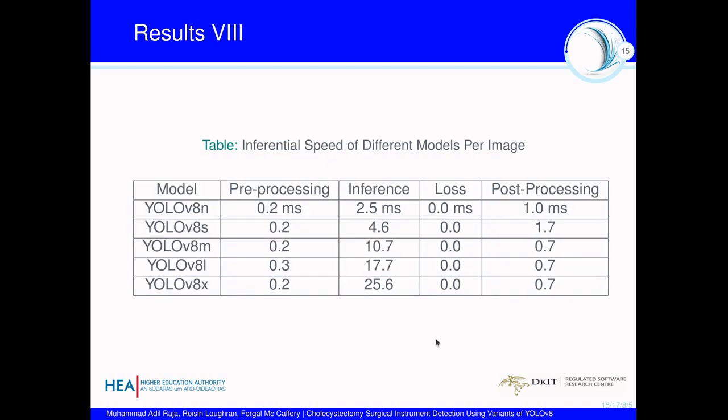This is basically telling us about the inference speed. For instance, the nano model had the best inference speed, as well as the extra large model had the worst one, which makes sense as well because the extra large model was bigger in size, so it is 10 times slower at inference than the nano model.